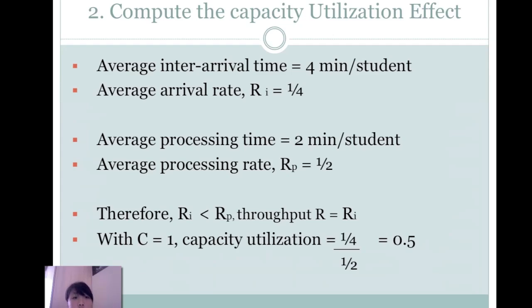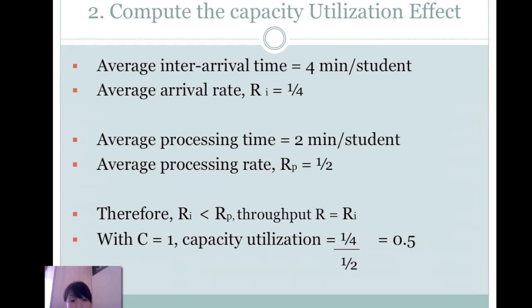So the average arrival rate is Ri, which is equivalent to 1/4, and the average processing rate is Rp, which is equivalent to half. We know that Ri is smaller than Rp. 1/4 is definitely smaller than half. So therefore, our throughput rate is to take the smaller R, which in this case is Ri, 1/4.